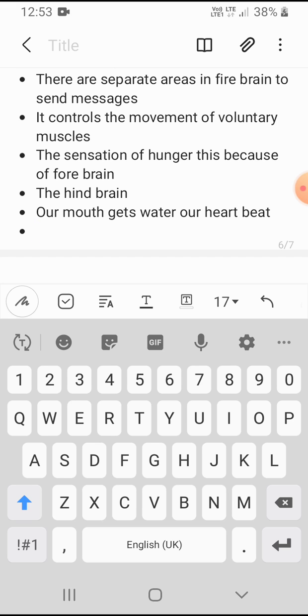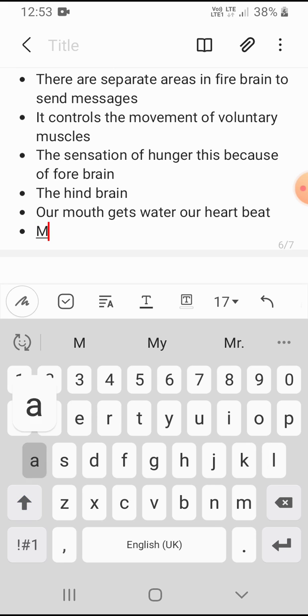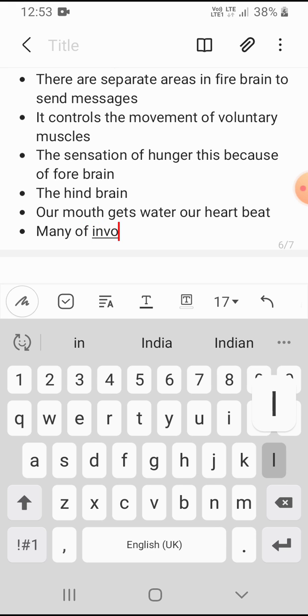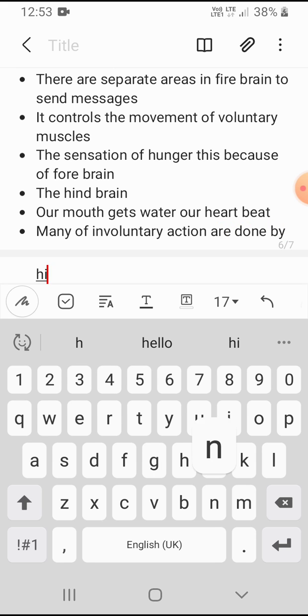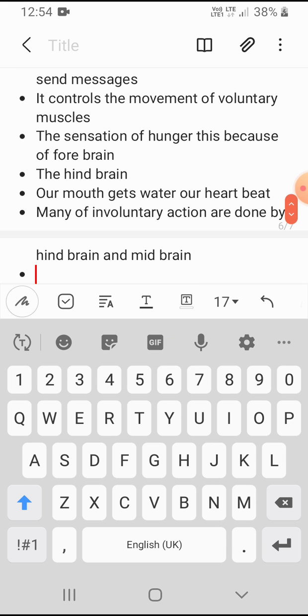When we are sleeping, that time also our heart is beating. How, you may ask? So this is many involuntary actions. Involuntary means actions that we are not knowing are happening, like our heartbeat, how it's beating. And at sleeping time we take the breath, how we are breathing when we are sleeping, that we don't know how it's happening. So these many involuntary actions are done by hindbrain and midbrain. They both do the involuntary action.